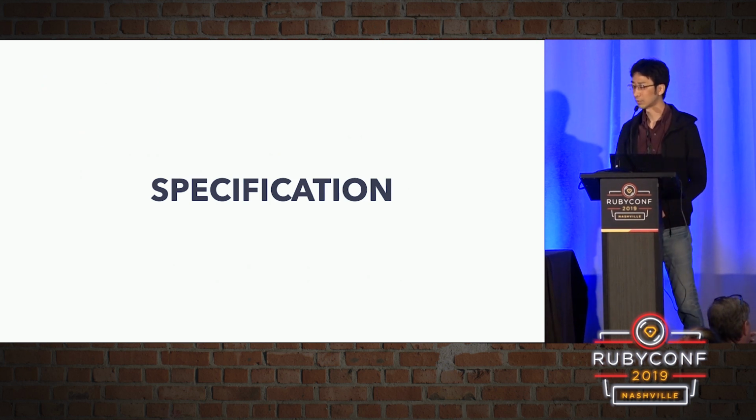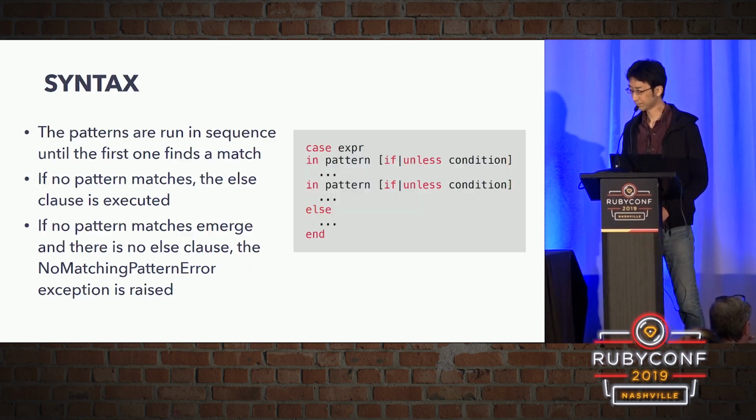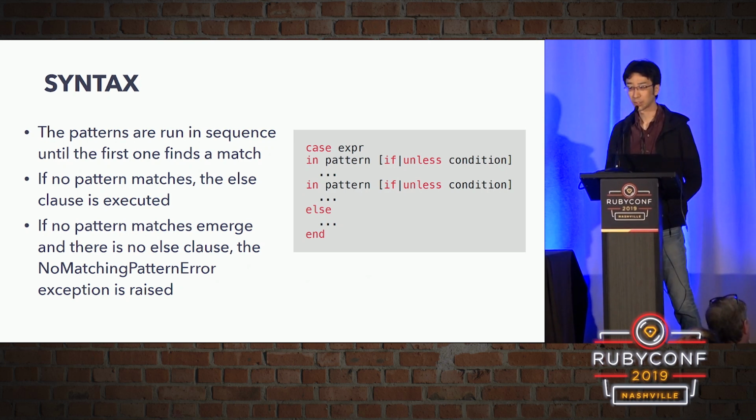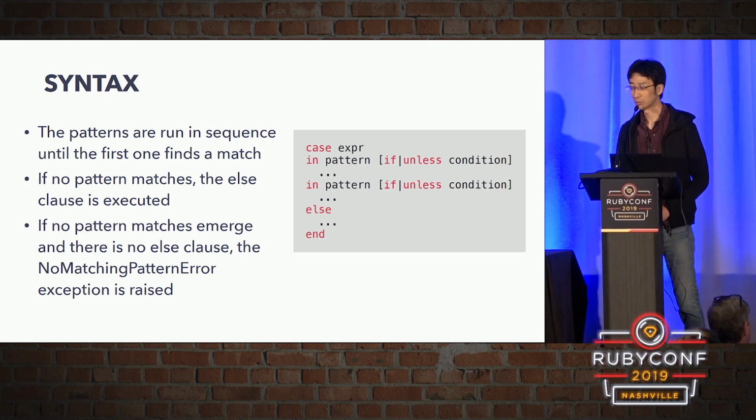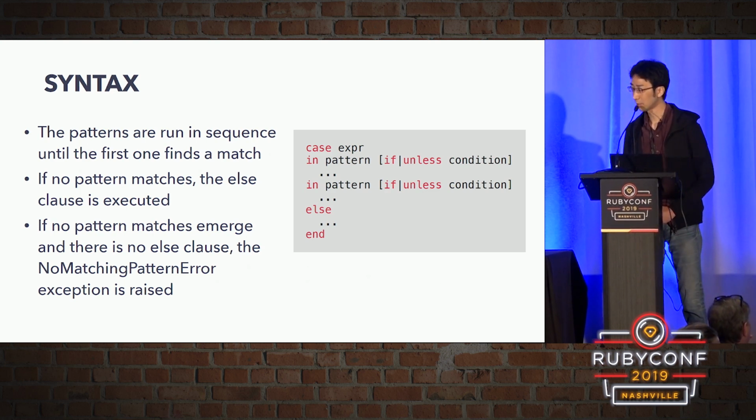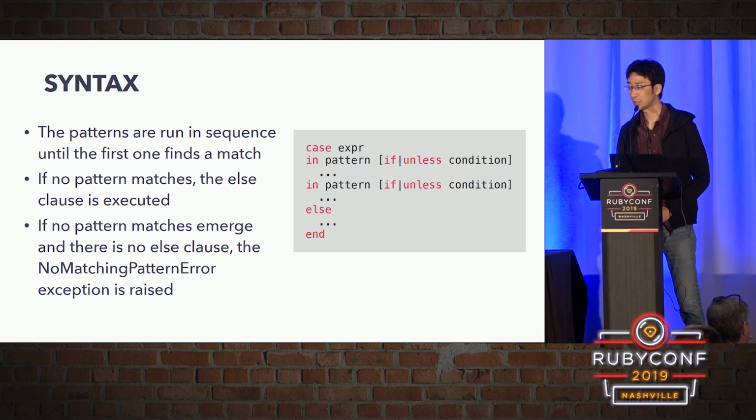Okay, so I will talk about the specification. I described that pattern matching uses case in for the syntax. And the patterns are lined up in sequence until the first one finds a match, and if no pattern matches, the else clause is executed. And if no pattern matches and there is no else clause, the NoMatchingPatternError exception is raised.